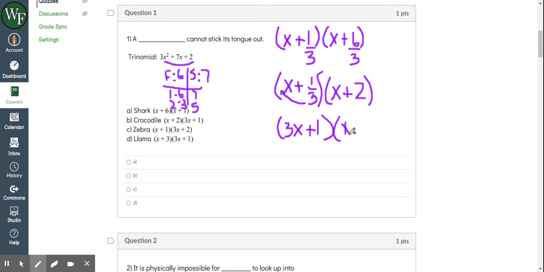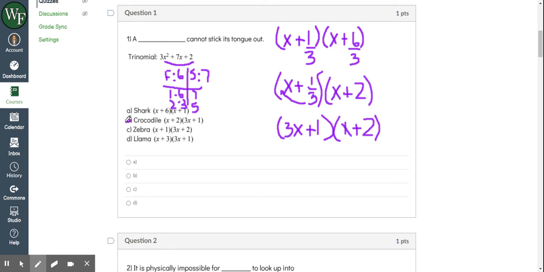Sorry, my handwriting's really sloppy with this thing. x plus 2. Okay. So those are my two factor pairs. They could be written in either order. So look at your answer choices, and it looks like, let's see, x plus 2 is this factor, and then 3x plus 1 is this factor.